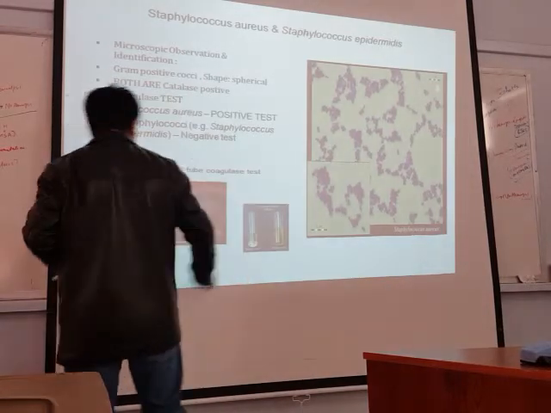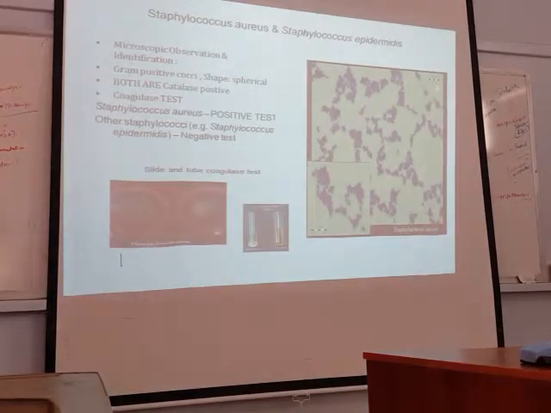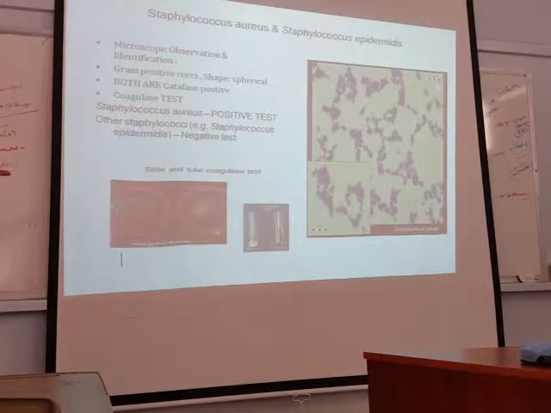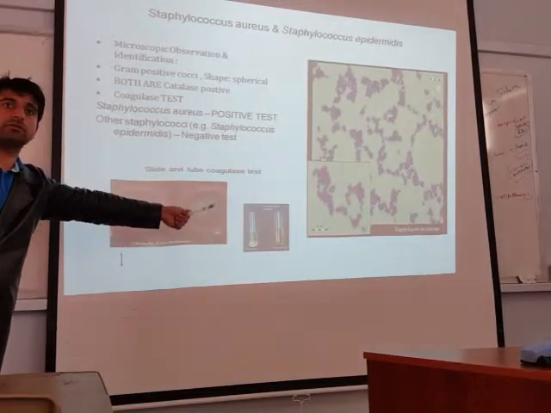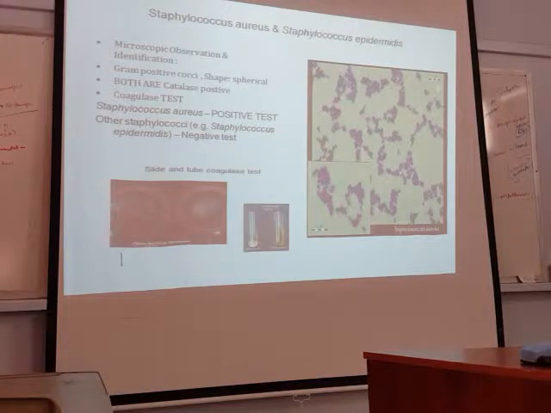And here you see the clot formation, because it's rabbit plasma. You put the microorganism Staph aureus in the plasma, and within a couple of hours you see the clot formation. This slide test is a very quick test. You can see the clots, but the tube test gives very specific and very accurate results. So next morning when you see a clot formation, you say it is Staph aureus. And in another, when there is no clot formation, you call it Staph epidermidis.